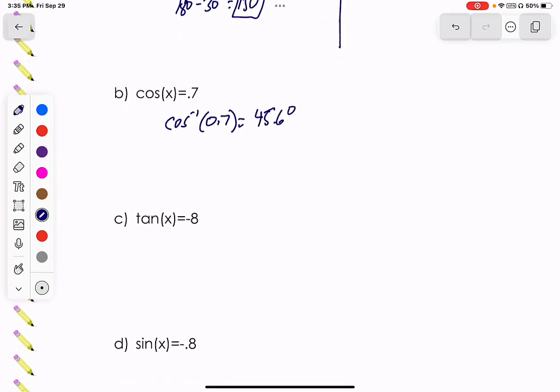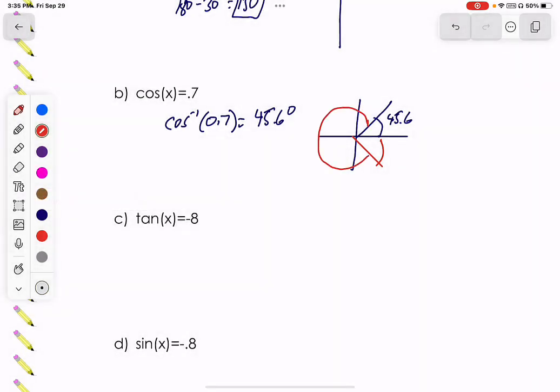We can then say, okay, what other angle is going to give us a similar cosine? Well, we know it's going to be this angle down here. We will want to represent that as an angle between 0 and 360. So it's going to be 360 degrees minus 45.6, which equals 314.4 degrees.